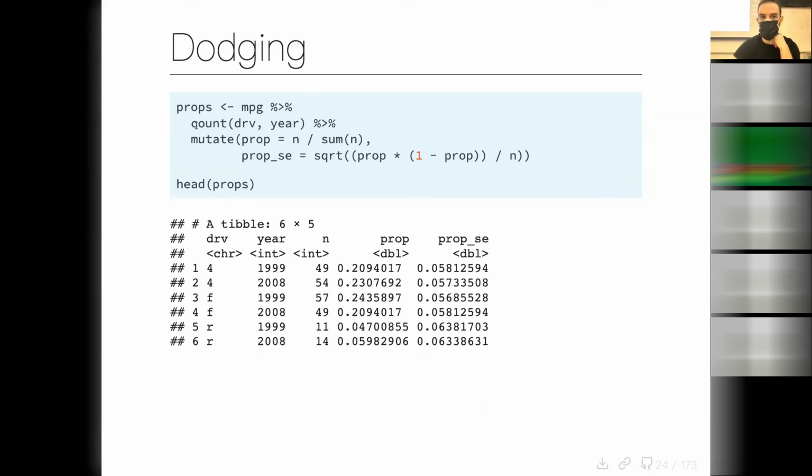That's because I used count. And so count is creating a column for me called n. So I'm referring to that count. Yeah, good clarification.